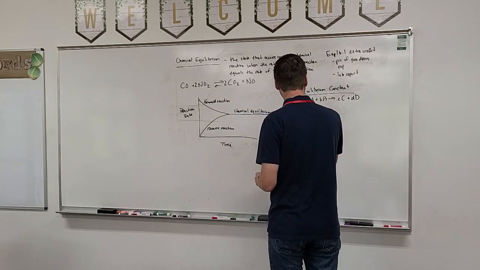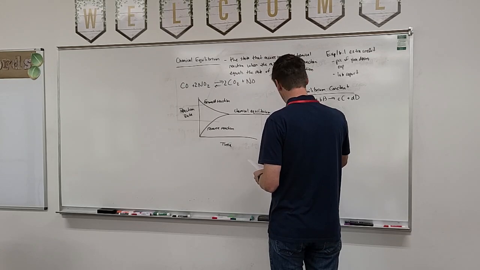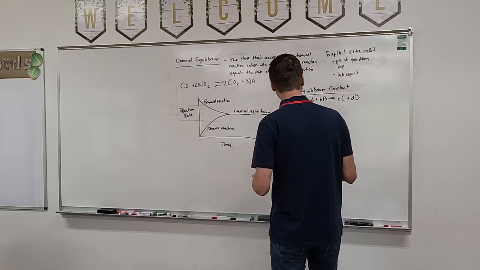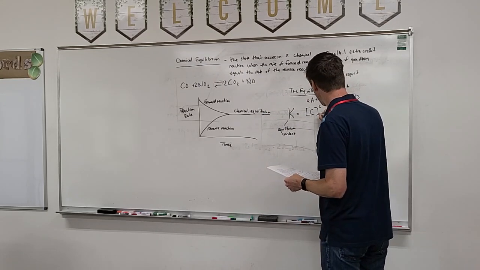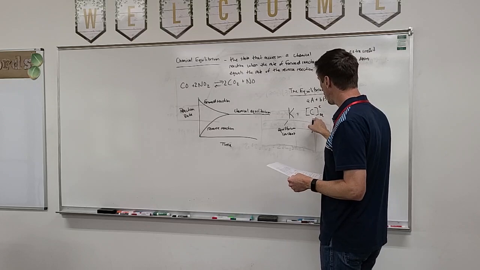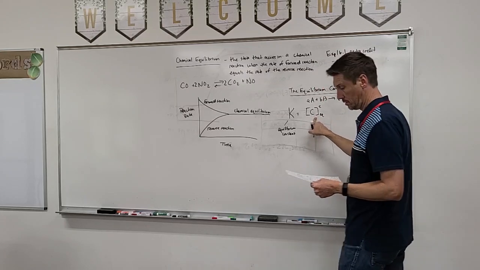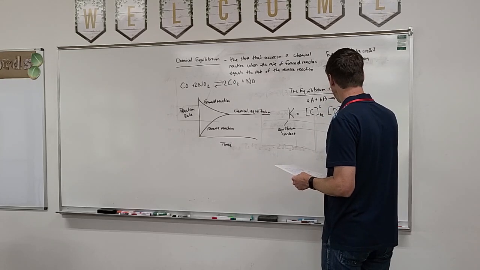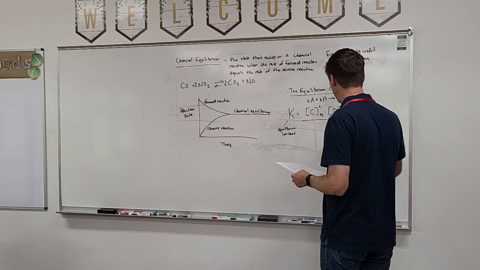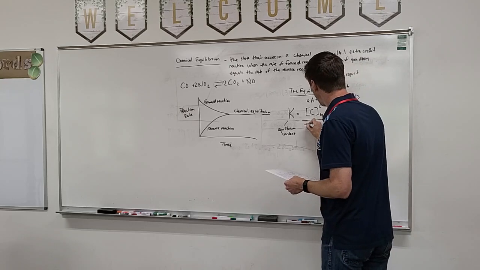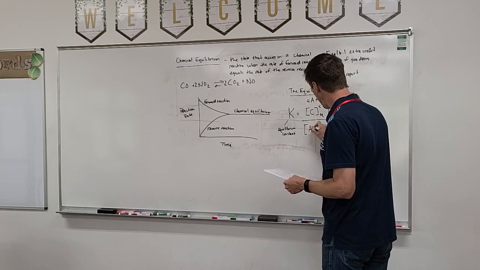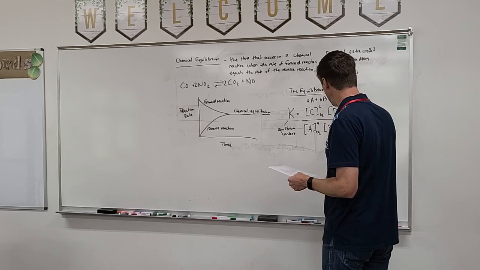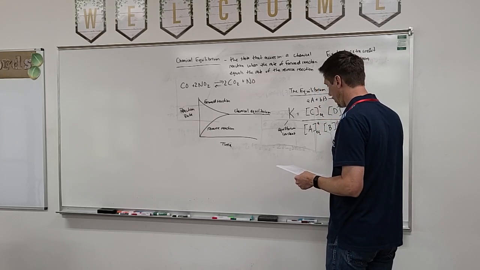So if you think about it like that, then we can say K is equal to the concentration of big C raised to the power of little c, and this is the concentration at equilibrium. We use these square brackets to mean concentration, all right? Times the concentration of big D raised to little d, at equilibrium, so we write little eq down there. Divided by the concentration of A at equilibrium raised to the power of little a times the concentration of B at equilibrium raised to the power of little b.